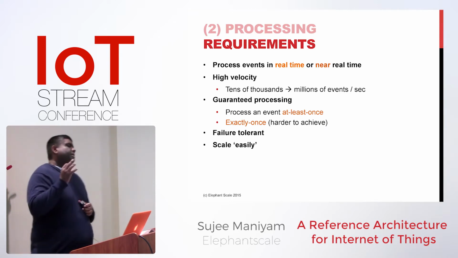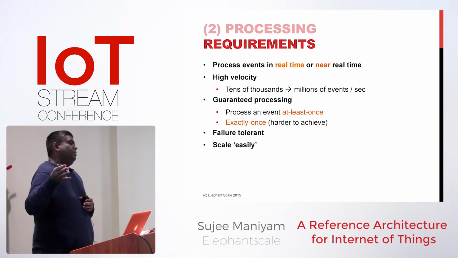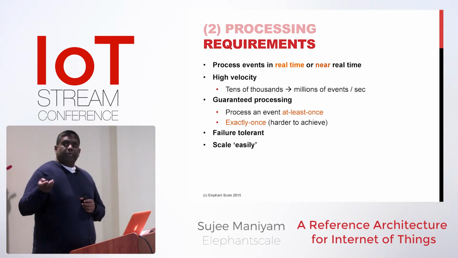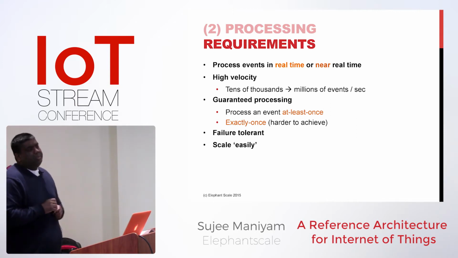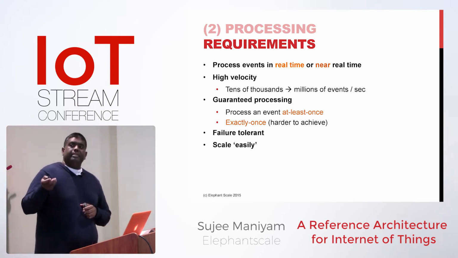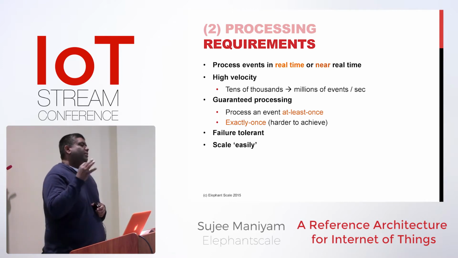At least once is easy enough to do, meaning if an event gets dropped, it may be picked up and processed by another node. That's okay. Exactly once means you guarantee you process an event exactly one time. That's a little hard to achieve. But for most of our cases, at least once is good enough, right? Because that basically guarantees I will go through all the events. No events are dropped.